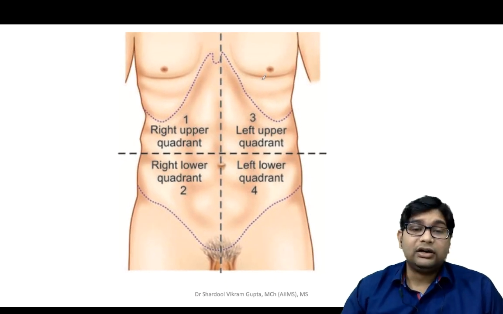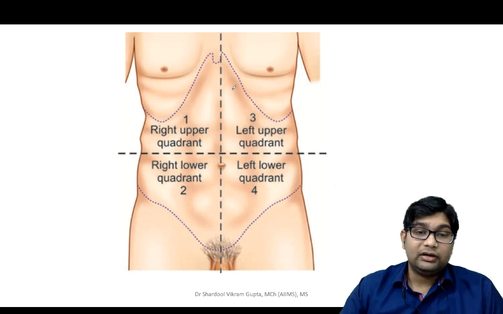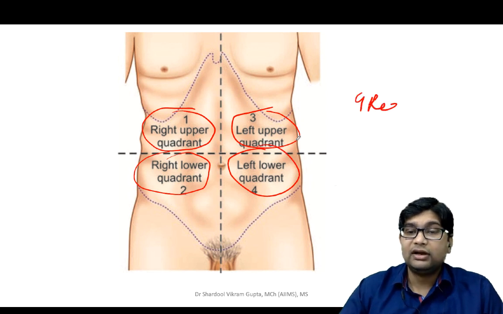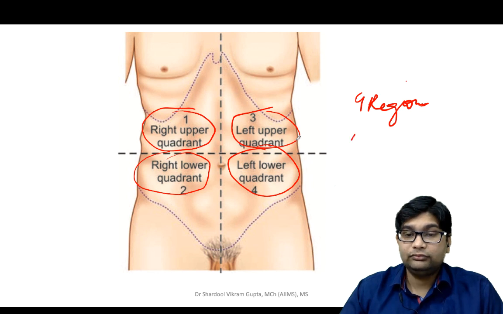There are also 4 quadrants. There is a midline, and there is a horizontal midline. It divides the abdomen into 4 quadrants: right upper quadrant, left upper quadrant, right lower quadrant, and left lower quadrant. So there are 9 regions of the abdomen, and there are 4 quadrants of the abdomen.